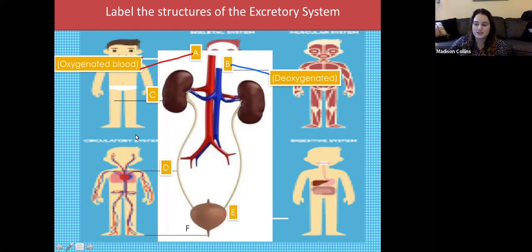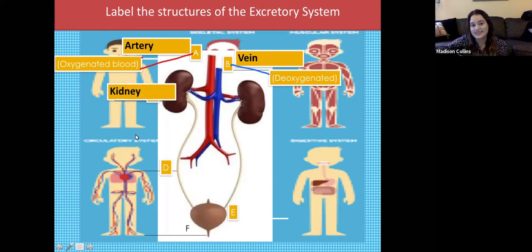All right, structure A, carrying oxygenated blood away from the heart, there's another hint for you, is pointing at the artery, which means that structure B, carrying deoxygenated blood, is a vein. Structure C, we've got 2 bean-shaped structures. Hopefully that gives you a hint. Structure C is pointing at your kidneys.